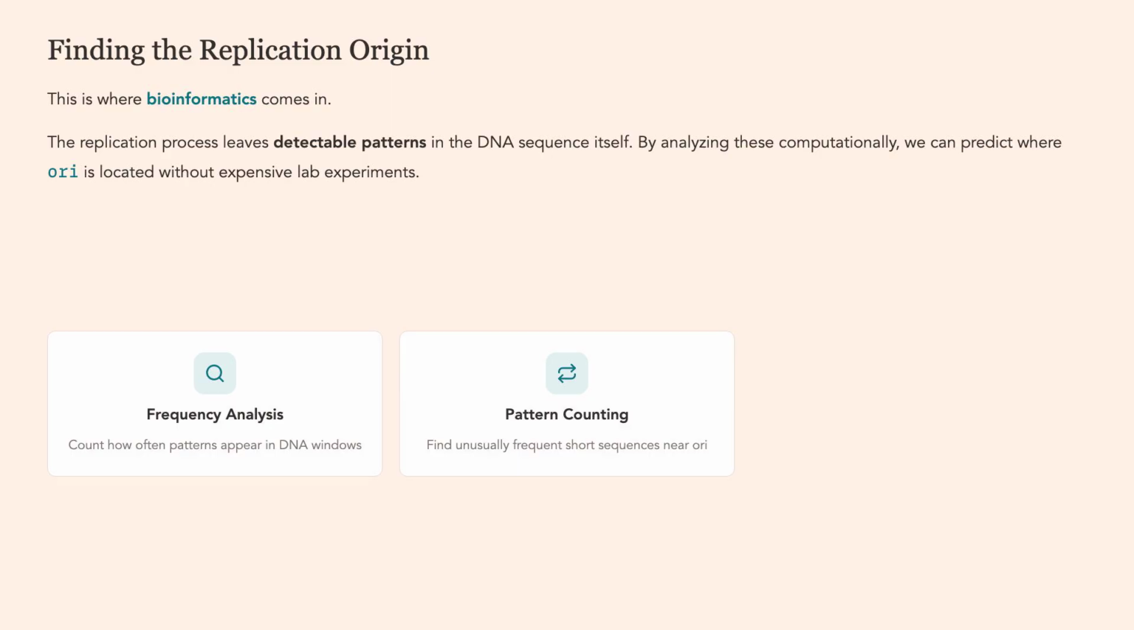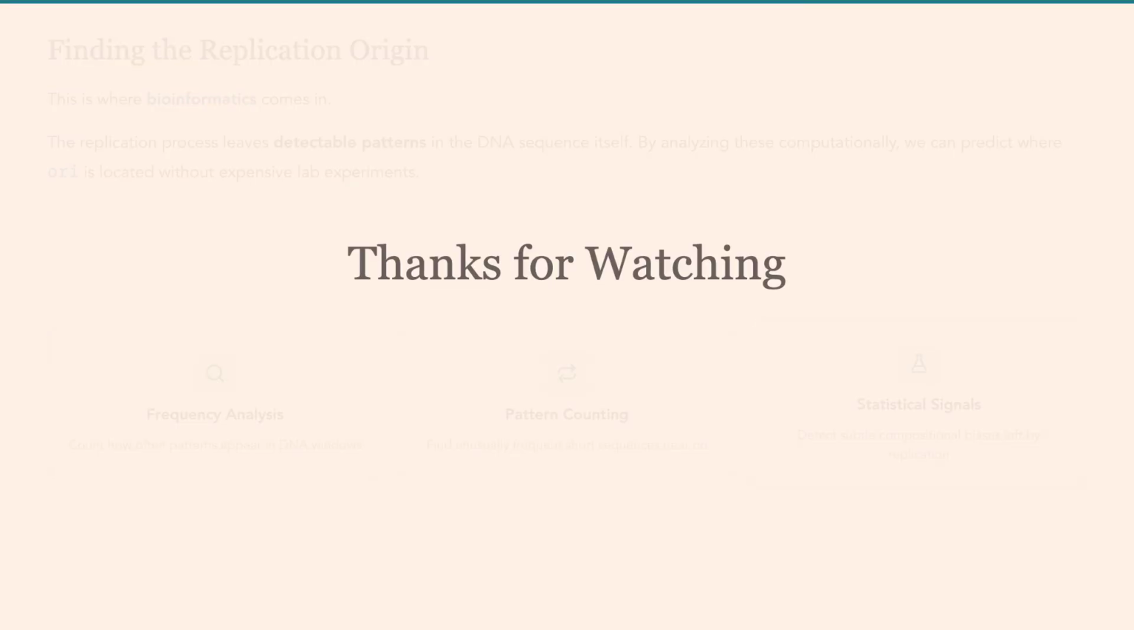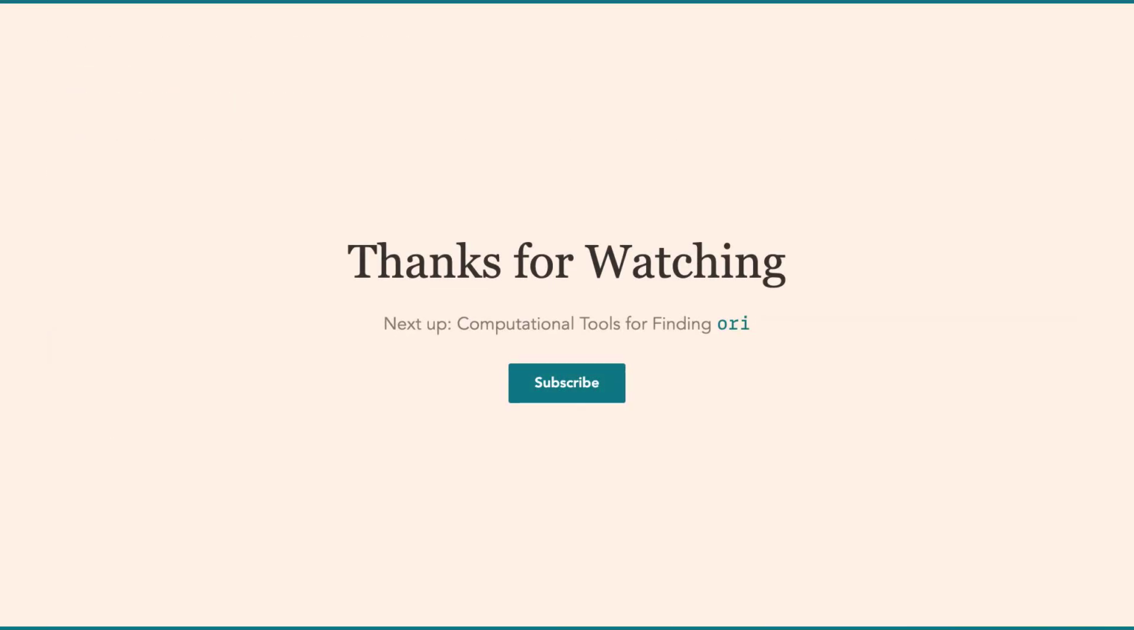In the upcoming lessons, we'll explore the specific algorithms and computational techniques used to find ORI. We'll learn about frequency analysis, pattern counting, and how subtle statistical signals in DNA sequences can reveal the starting point of one of life's most fundamental processes. That's our introduction to DNA replication and the problem of finding where it begins. You now understand what replication origins are, why they matter for gene therapy, how Watson and Crick's discovery revealed the copying mechanism, and how the replication process works at the molecular level. In the next lesson, we'll start developing computational tools to actually find these origins in real genome data.